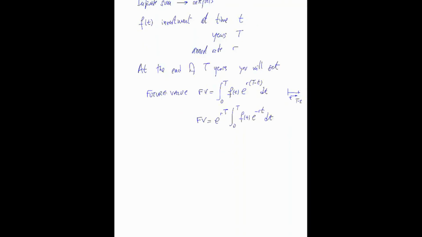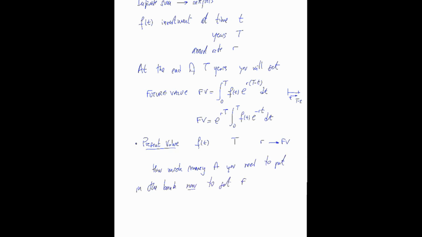Finishing the video, I'll explain what the present value is. So as before, you have an income stream, an investment for T years at a rate of r. And at the end of this, you get what is called the future value. Now the question is, how much is that value worth now? Or in other words, how much money do you need to put in the bank now, not little by little, but now, to get the future value at the end?